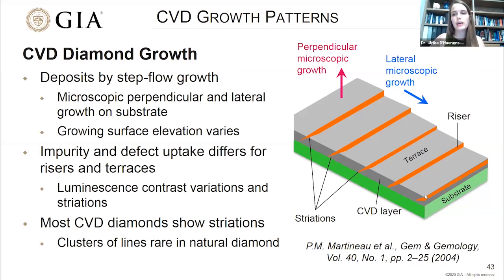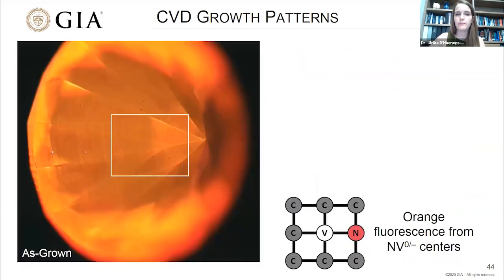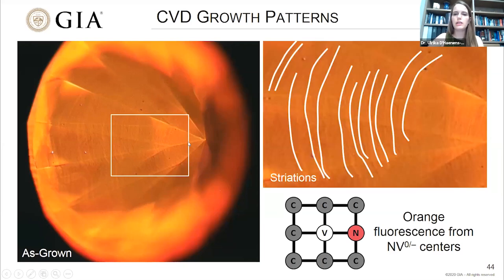Now, clusters of lines in a diamond are really quite rare in natural diamonds, so anything that shows a series of lines is going to be concerning. So here we have an example of an as-grown CVD diamond that is showing this very clear orange fluorescence due to the nitrogen vacancy centers. And if we zoom into that section here, you can see a series of very tightly spaced lines, these striations.